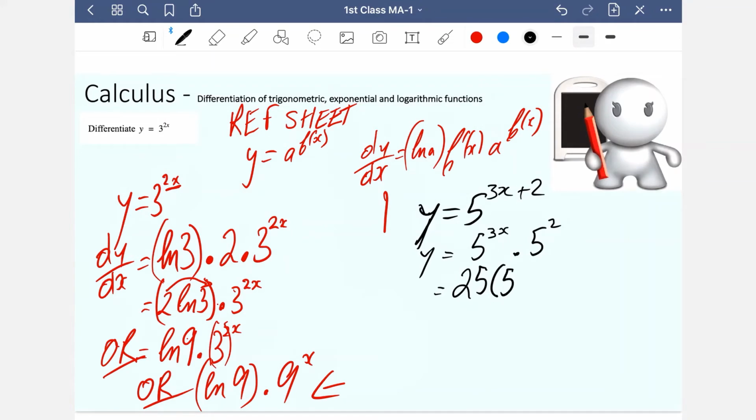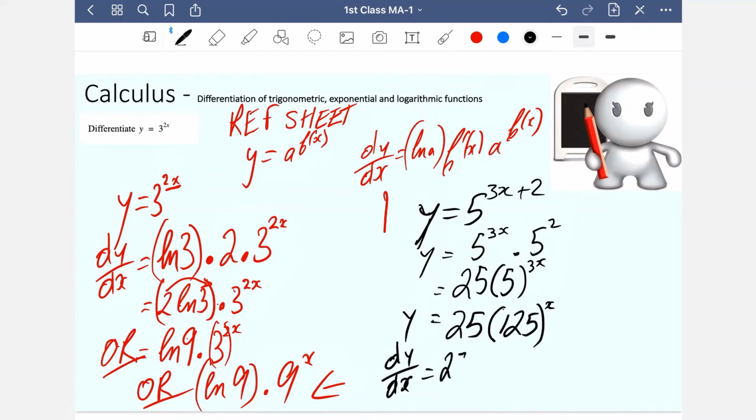So I'm still in y, which is the same as 25 times 5 to the power of 3x, which is 125 to the power of x. Okay, and now I'm actually ready to apply the given rule. Okay, so this 25 is a constant, stays, all right? There's no issues there, right?